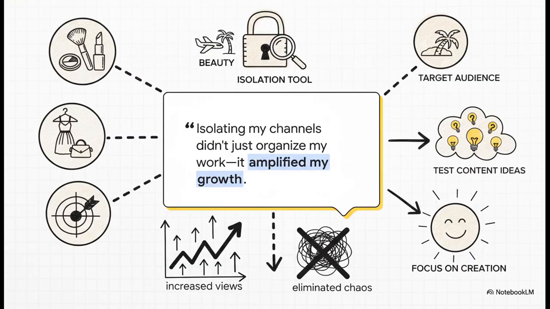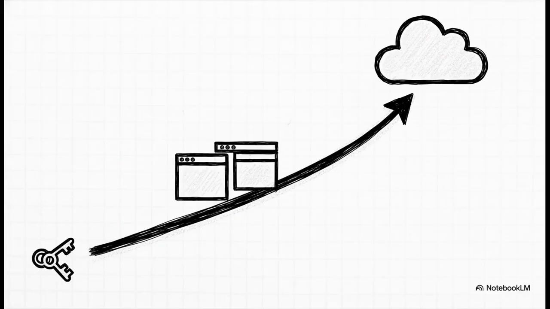Let me tell you about a real-world example. We'll call her Alex. So Alex was juggling a beauty channel, a travel channel, and a fashion channel. It was a mess. By using an isolation tool, she could test out different content ideas freely and target each audience with precision. And the result? Her total views shot up, all because she got rid of the operational chaos and could finally focus purely on creating great content.